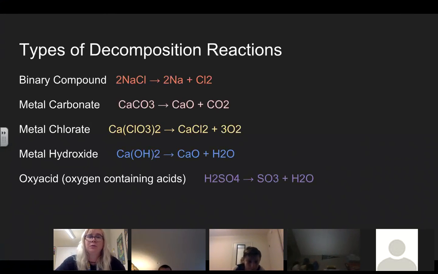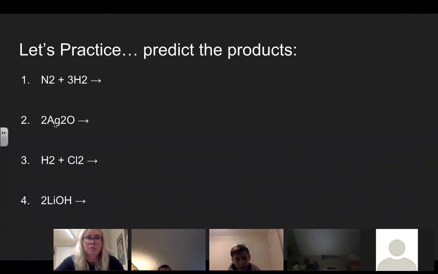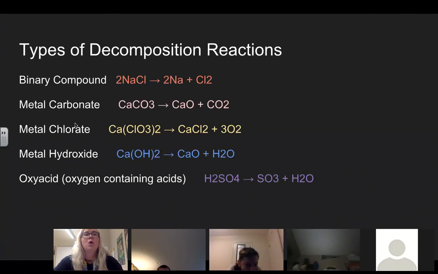So go back to your notes. Let's look at what we have. We have a metal, silver, and an oxygen, an oxide. So we have a metal oxide. Do we see metal oxide on here necessarily? No. What I do see, though, is a binary compound, where I just have 2 elements. That sounds like what I have. I don't have a carbonate, a chlorate, a hydroxide, or an acid. So none of those could be right.